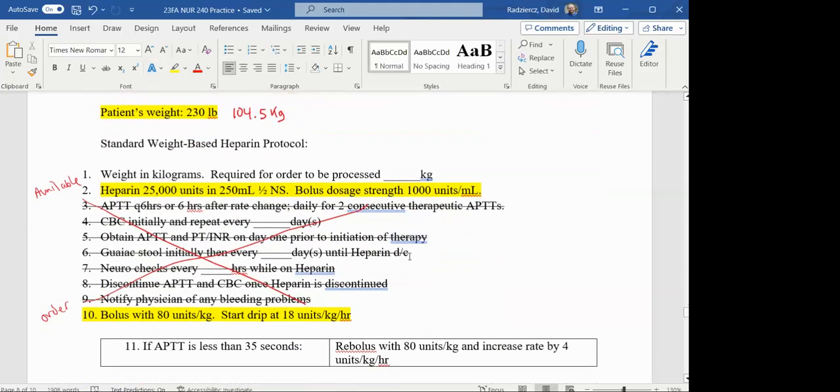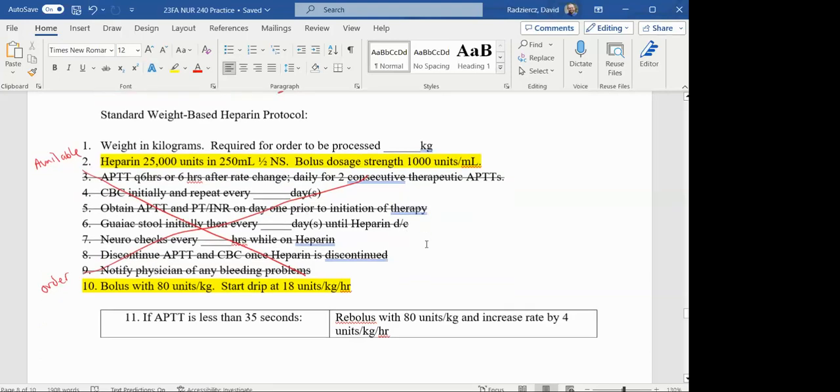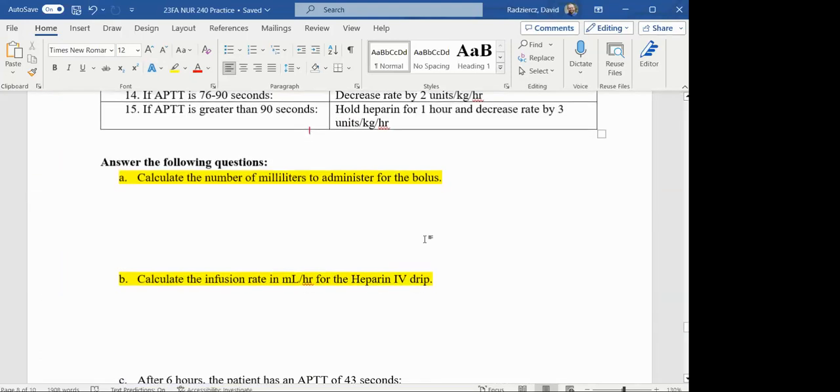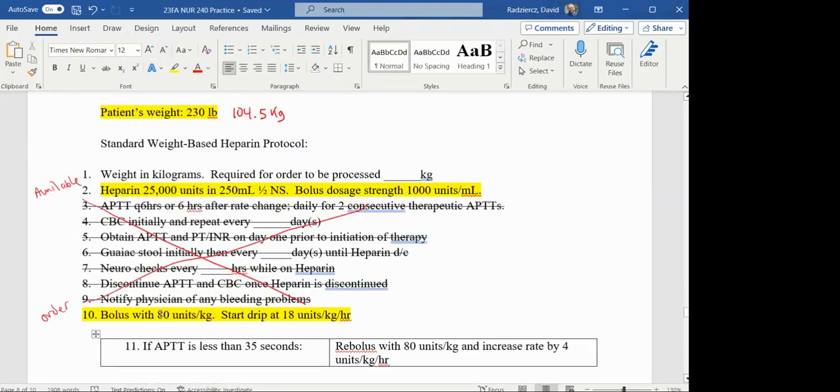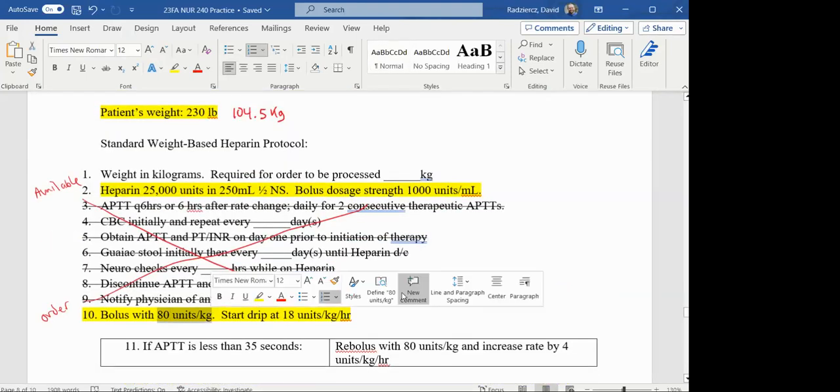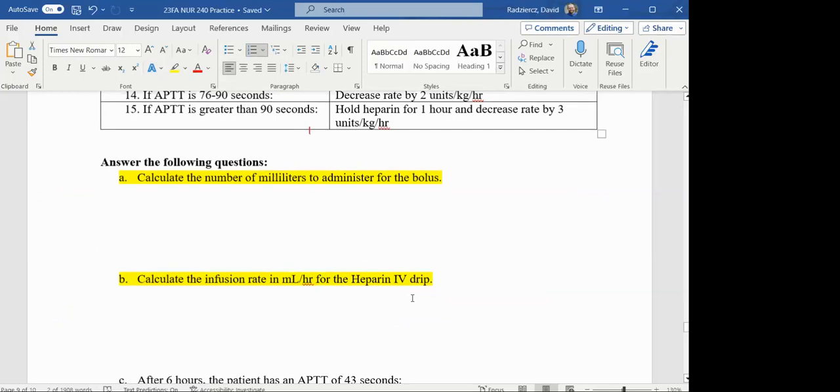All right. So once I know that we have 104.5 kilograms body weight, and we know that our initial bolus is 80 units per kilogram, that's what we're going to use to calculate our initial bolus. I'm going to take my 140.5 kilograms times my order of 80 units per kilogram.